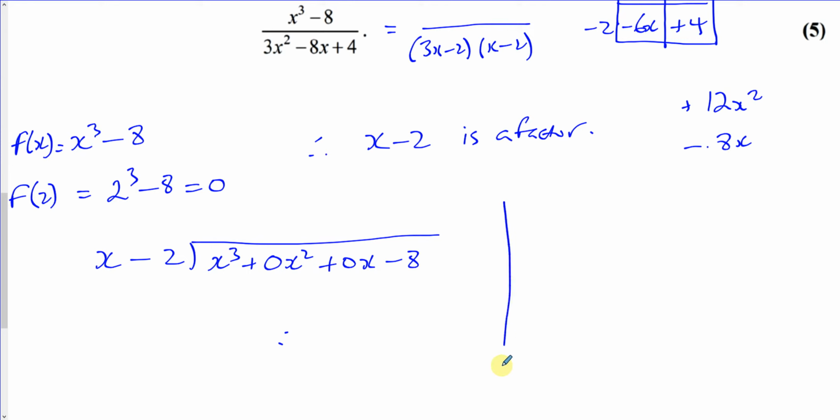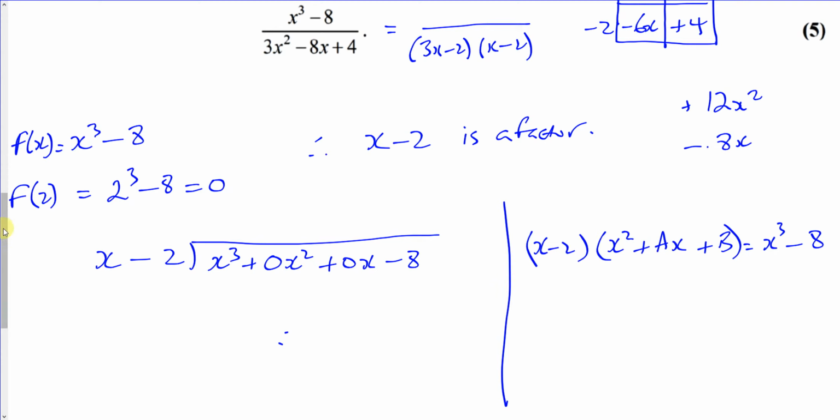Alternatively, I'm going to do both ways so you can see. I could use the fact that x minus 2 times x squared, because x times x squared is x cubed, plus ax plus b. It's going to be some sort of quadratic. Then I have an x term and a constant term. That gives me x cubed minus 8. That's another way, by comparing coefficients. But I'll show you both ways. Let's do this way first.